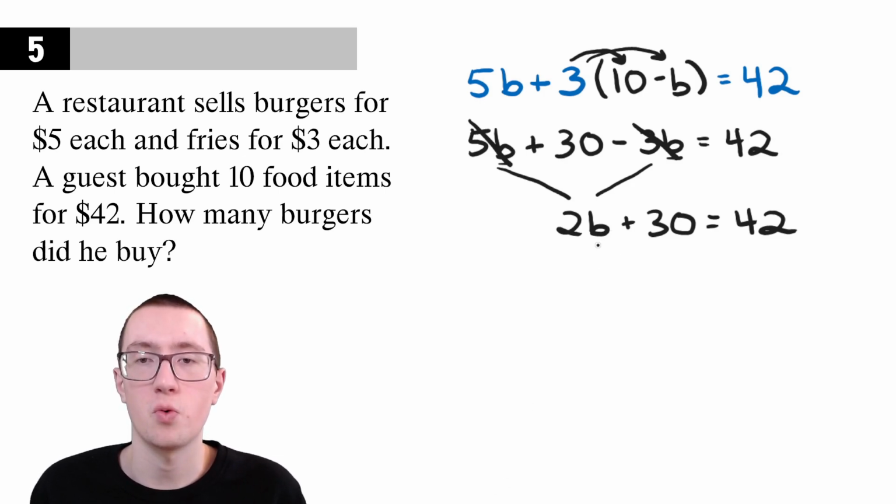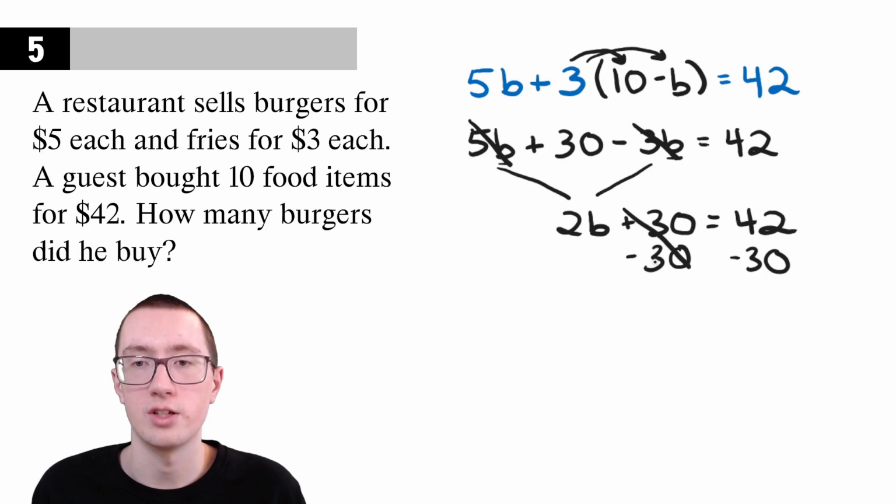Like I talked about before, the 2 is more attached to the b, so I'm going to get rid of the 30 first. And we have a plus here, so we can get rid of it by doing the opposite of plus, which is minus. So we'll subtract 30 from both sides. These cancel out, and on the left side we just have 2b equals 42 minus 30, which is 12.